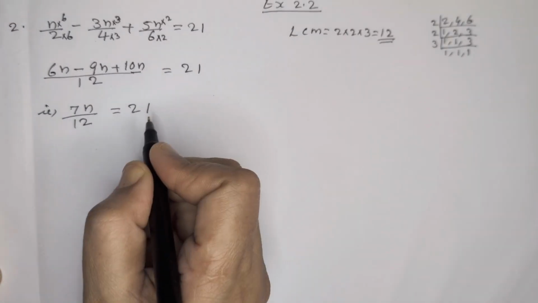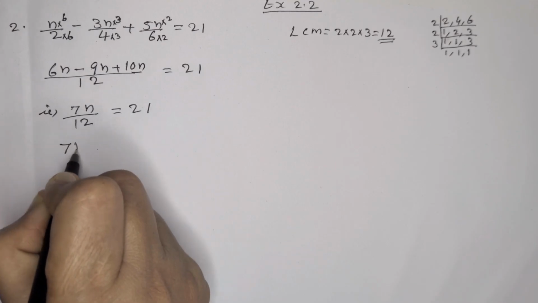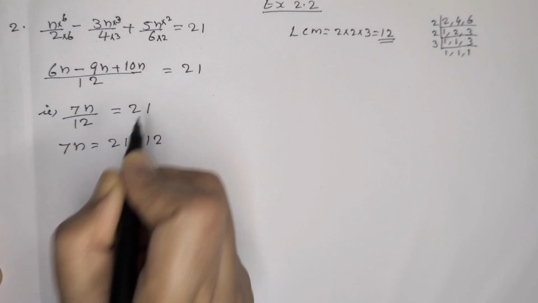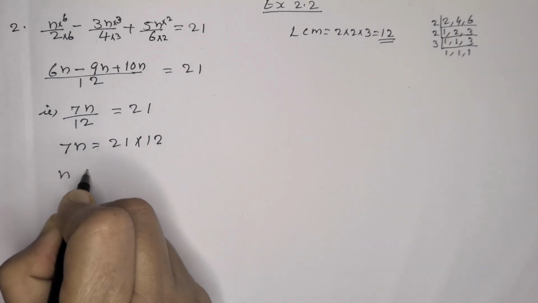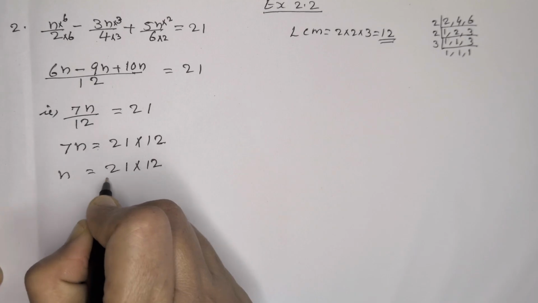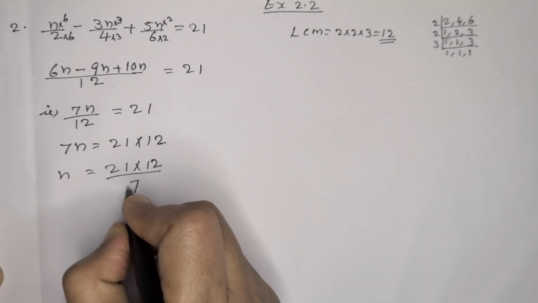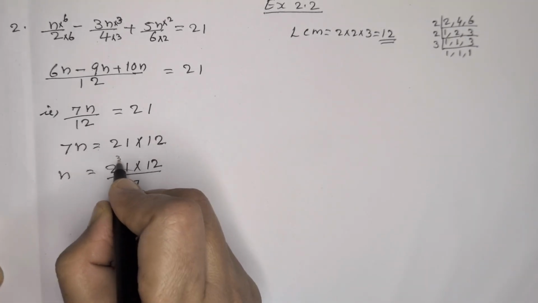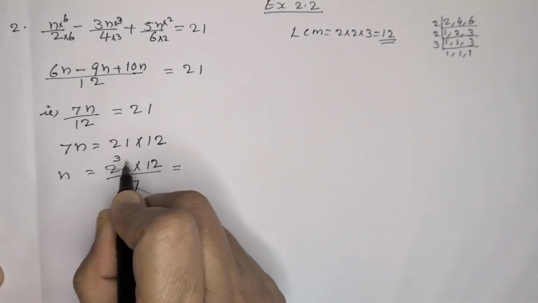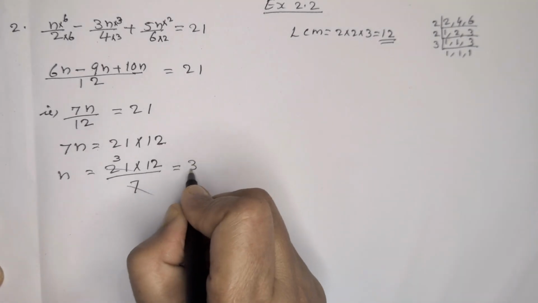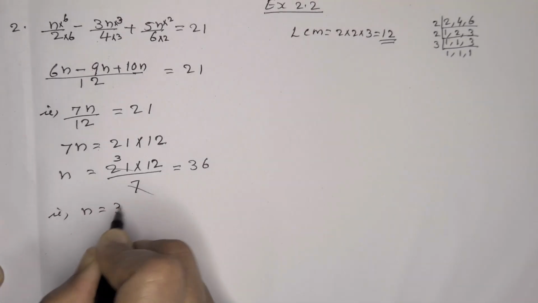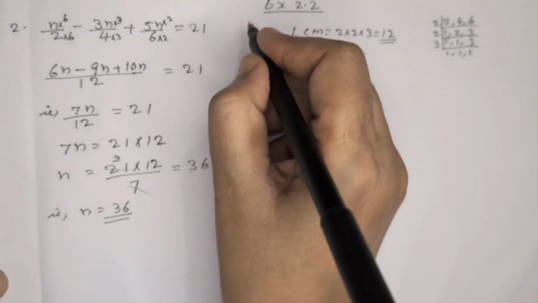Now cross multiply. 7n is equal to 21 into 12. This 12 is going to the other side. Then n is equal to 21 into 12 divided by 7. This we can simplify by 3. So 3 into 12, that is 36. Now we are getting n is equal to 36. Now to check.